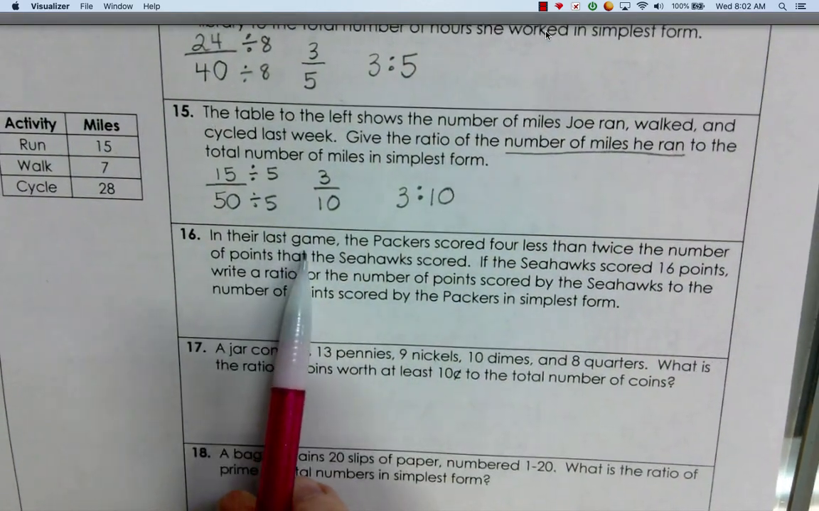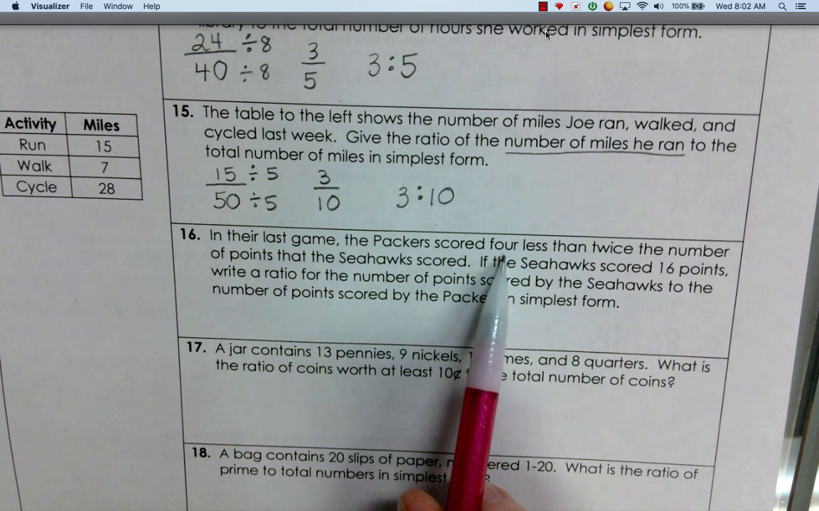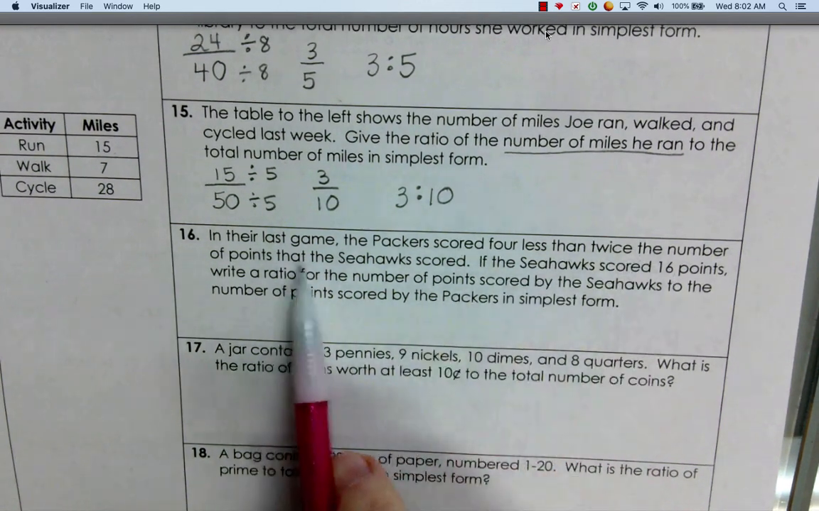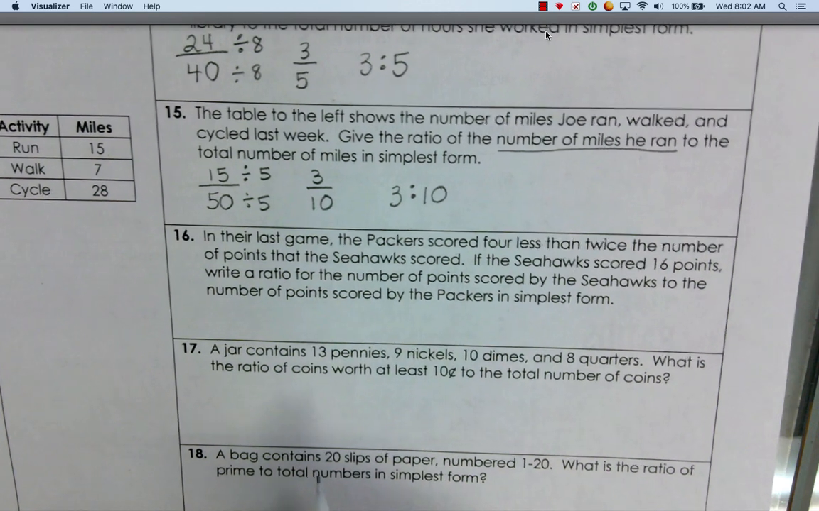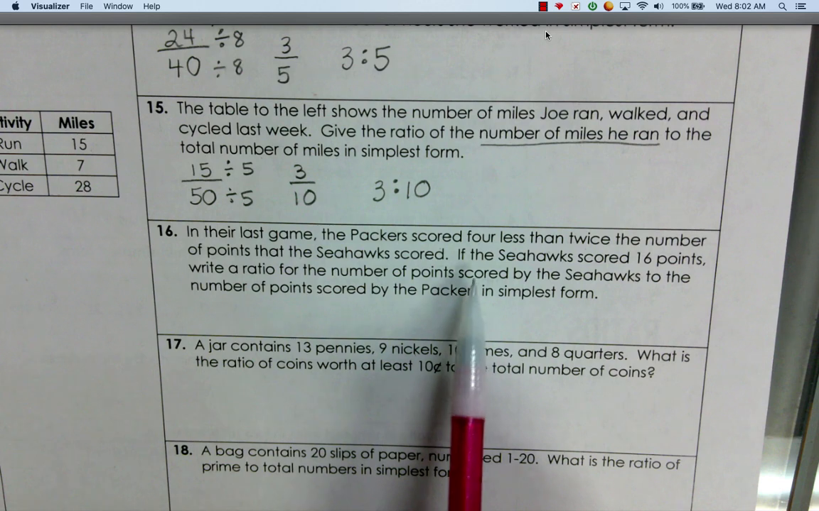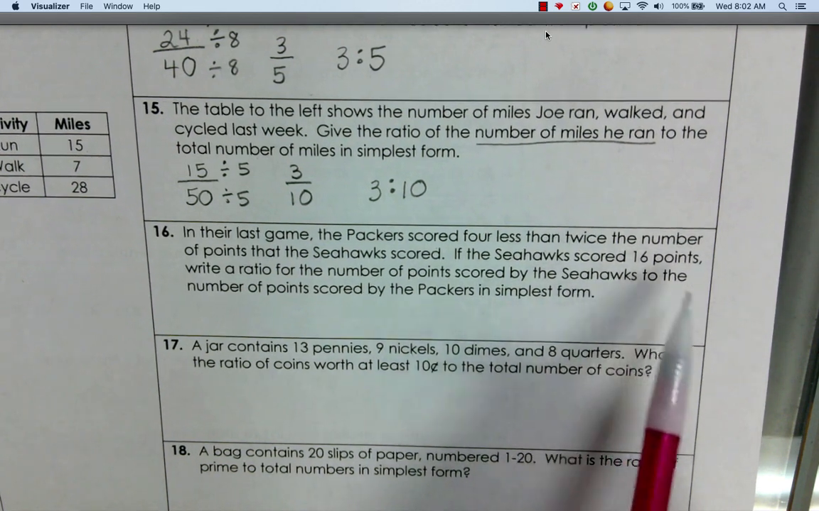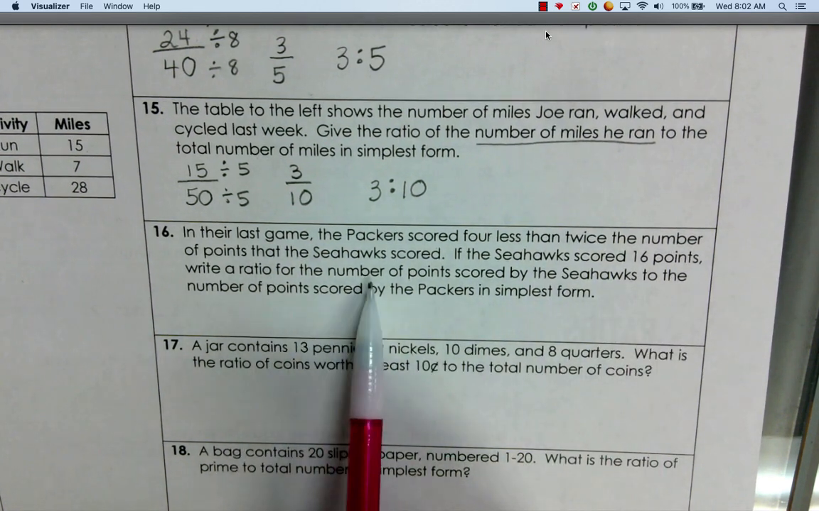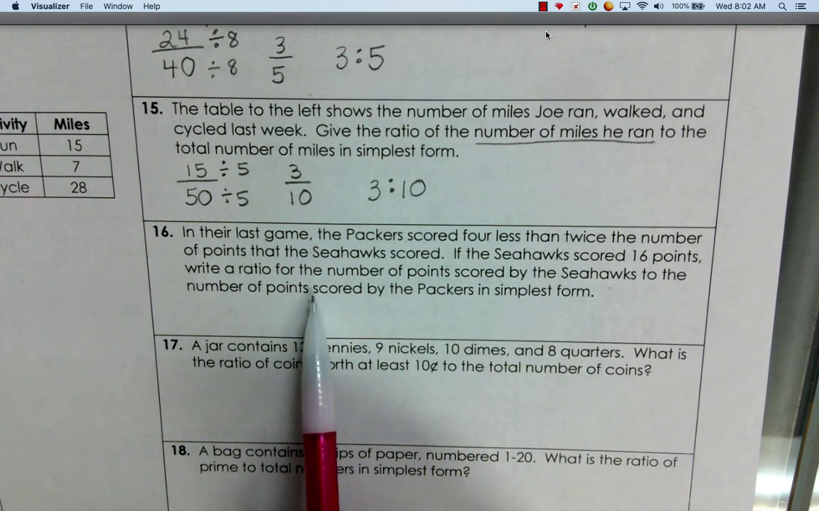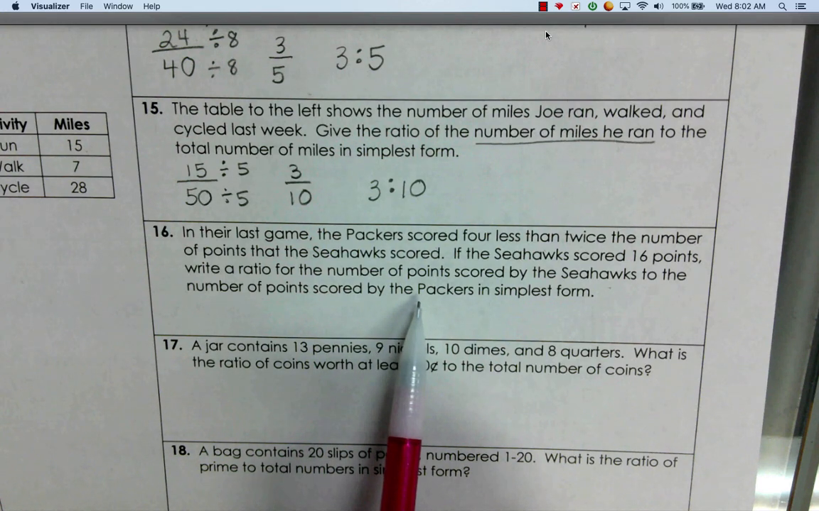16. In their last game, the Packers scored 4 less than twice the number of points that the Seahawks scored. Look what they're doing to us. If the Seahawks scored 16 points, write a ratio for the number of points scored by the Seahawks to the total number of points scored by the Packers.